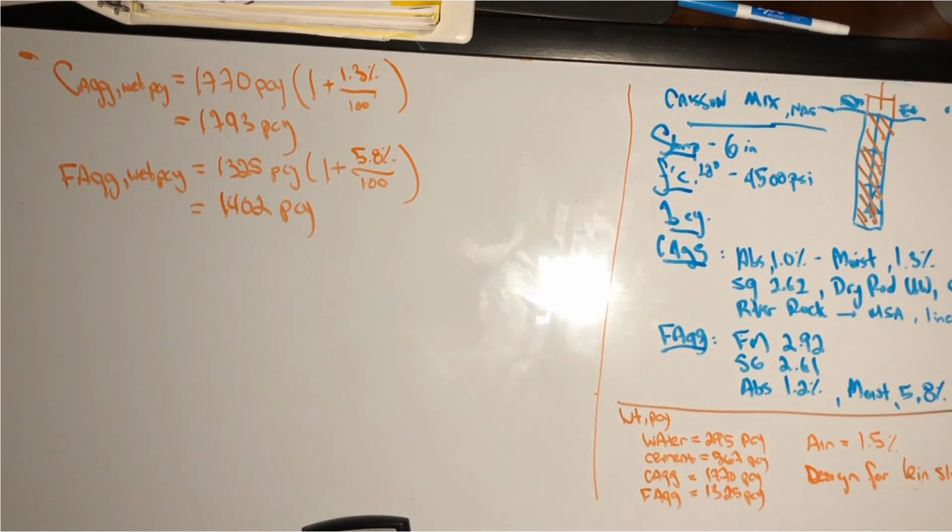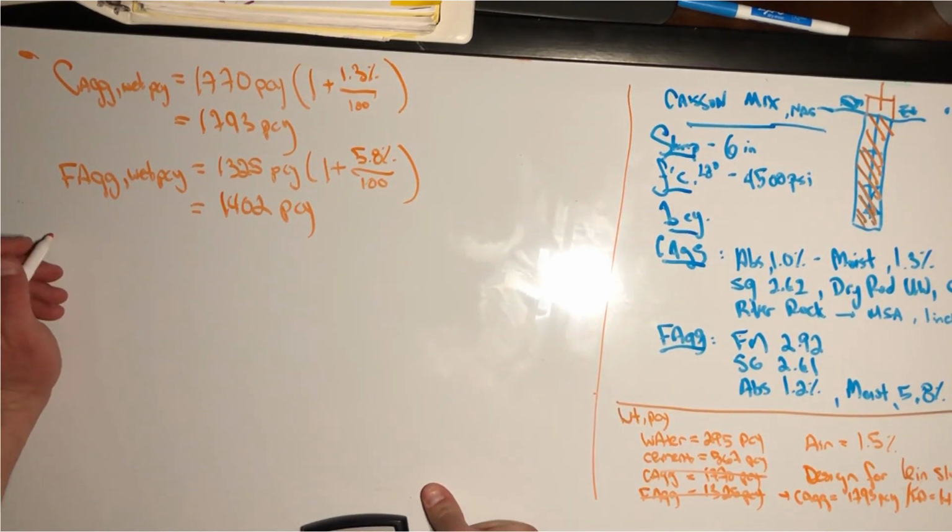All right, so now we've got our new weights, and let me go ahead and write these right here. And again, we're doing that because these aggregates are bringing some moisture with them. So if they're laden with moisture, that means they're going to be heavier than the calculations that we already did with a bone-dry state. So now what we're going to do is calculate the amount of batch water.